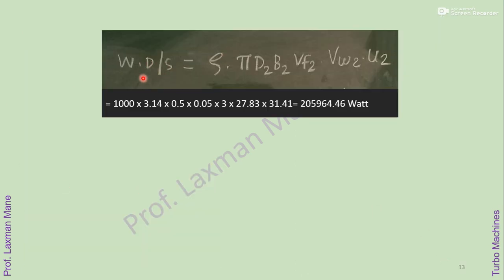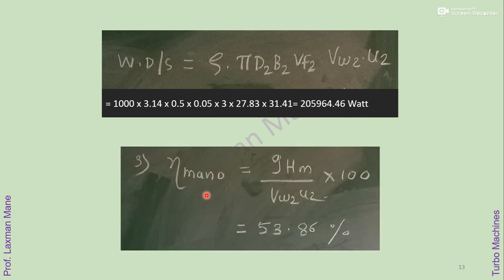then work done per second, formula is rho pi d2 vf2 vw2 u2. So putting all the values over here, rho 1000, pi value 3.14 into d2 in meter 0.5, b2 in meter 0.05, vf is 3, vw2 is calculated and u2 is calculated. So putting all the values, we get this answer in watt. Manometric efficiency, g into hm by vw2 u2. So putting all the values over here, we get manometric efficiency in percentage.